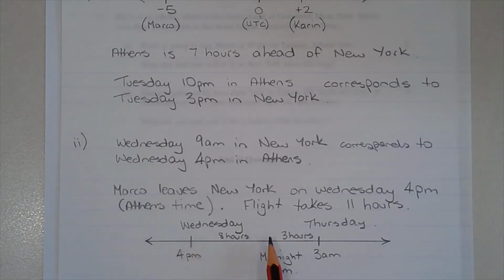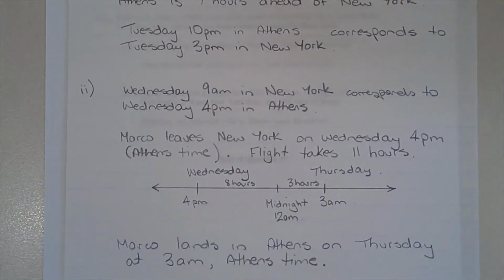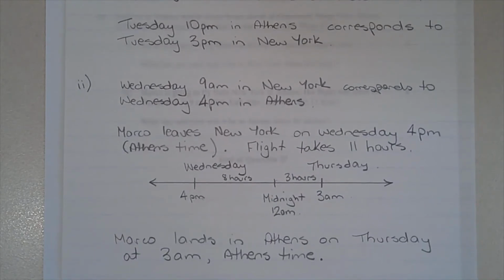So from 4 p.m. to midnight, that takes 8 hours. And from midnight plus 3 hours, so that gives us the total flight time of 11 hours, 8 plus 3, to give us our 11 hours, means that the plane will land in Athens at 3 a.m. on Thursday. So Marco lands in Athens on Thursday at 3 a.m. Athens time.